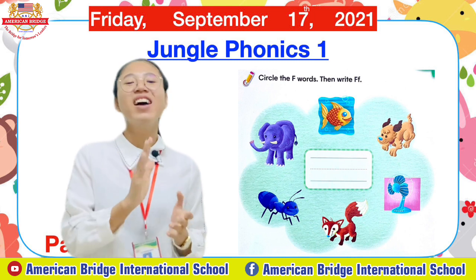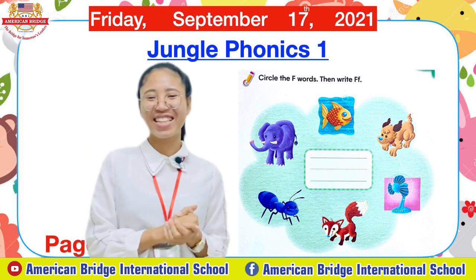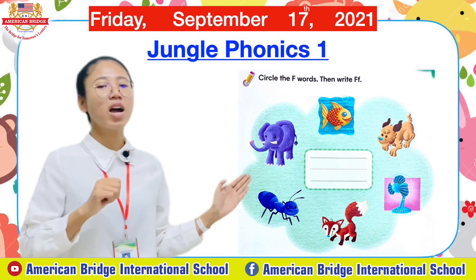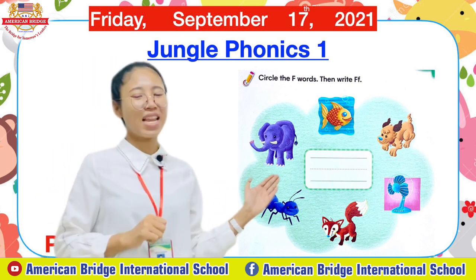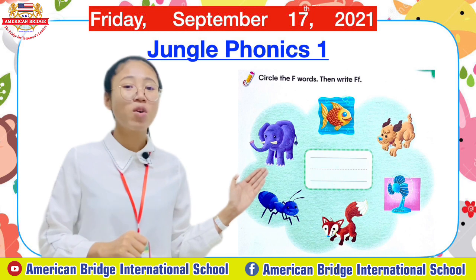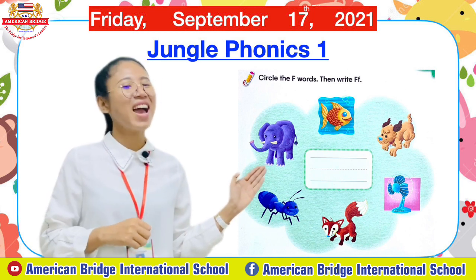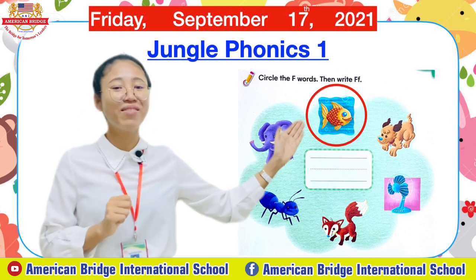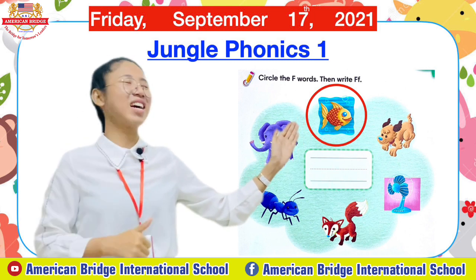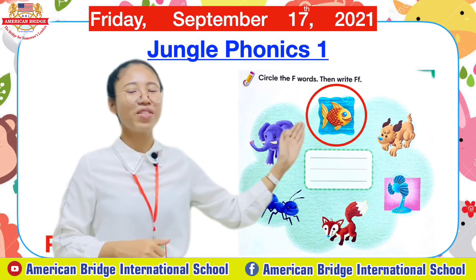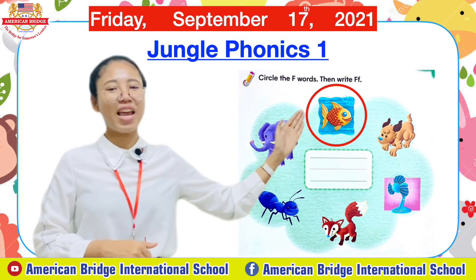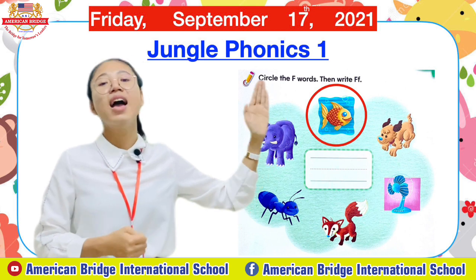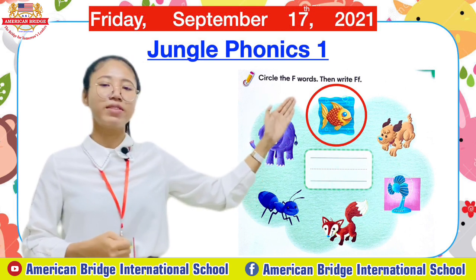Now let's correct it with teacher together. Great job. Tell teacher what is the first F word that you can find. Which one? Correct, you are right. The first one is fish. Have you circled fish, everyone? Great job. Now teacher also circles the picture of fish, because it starts with letter F.